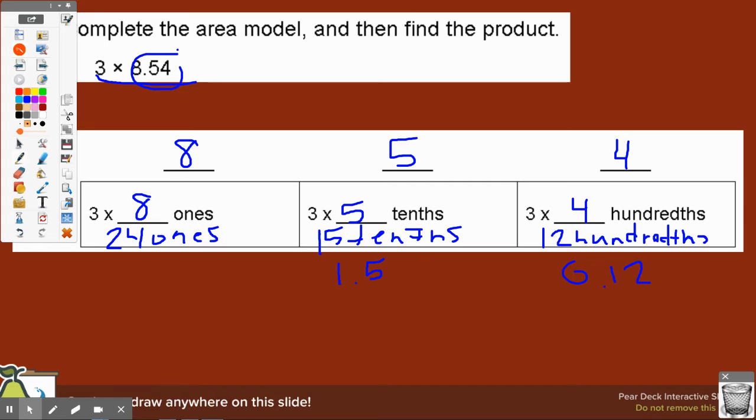So now if I lined those all up to add them, I have 24 ones plus 1 and 5/10, and I have 0 and 12 hundredths. So if I add in my placeholder zeros, in my tenths or hundredths place, I would have 2. In my tenths place, I would have 6. Bring down that decimal. In my ones place, I would have 5. And in my tens place, I would have 2. So the product is 25 and 62 hundredths.